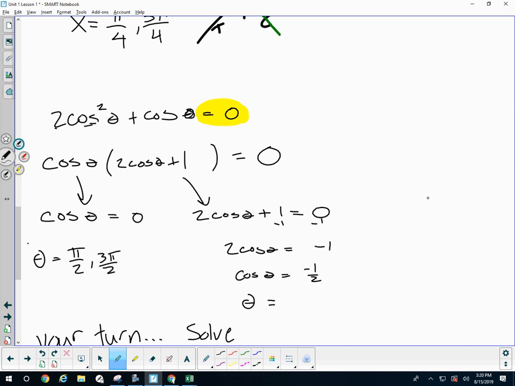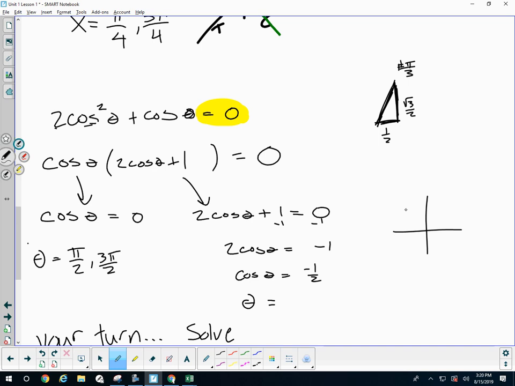Cosine equaling -1/2. Thinking of a triangle where the horizontal side is the half, that's when the vertical side is √3 over 2. That's my taller, that's at my pi over 3s.